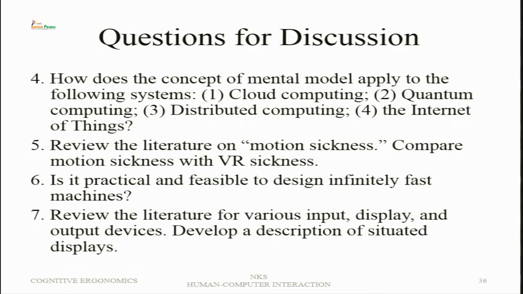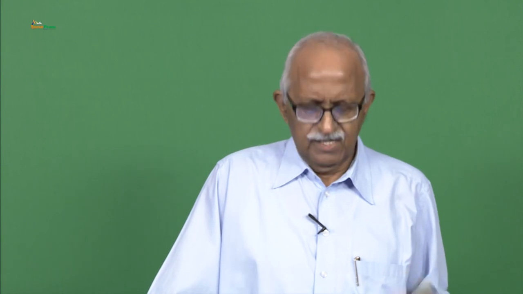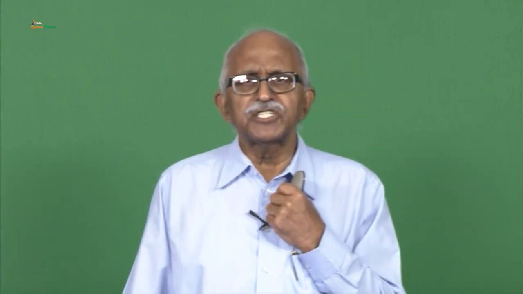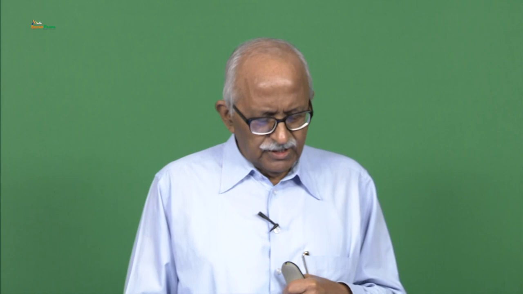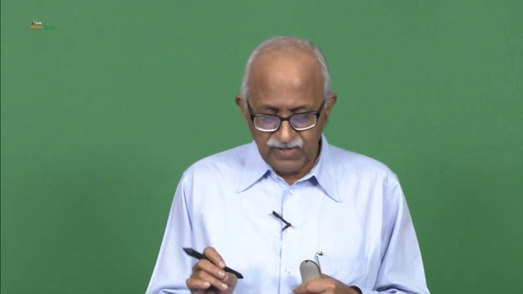Then, is it practical and feasible to design infinitely fast machines? If Moore's law suggests that speed is increasing, will one day we reach a stage where the machine will become infinitely fast? Just put in the information and the result is out there. We know for many complex computations, for example, the system takes quite some time, and it produces a result after a lot of information has been processed inside the machine. It depends on the complexity of the task, and it depends upon how the information is distributed in the environment, for example. Then, seventh question, review the literature for various input, display, and output devices.